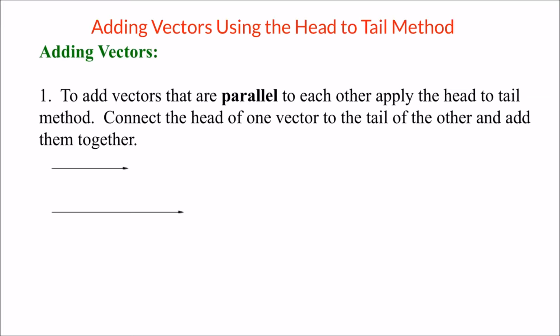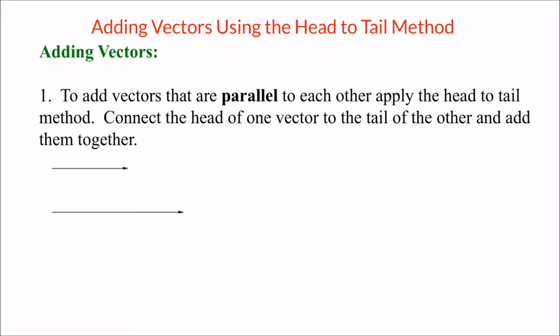Okay, welcome back. We're going to go over adding vectors using the head to tail method and then make our way into projectile motion or two-dimensional motion. All right, so if we are going to add vectors, there's two different scenarios in which we would need to do that. One is if the vectors are parallel to each other, and the other is if they're perpendicular to each other. So we're going to do the easier method first, and that's if they're parallel.